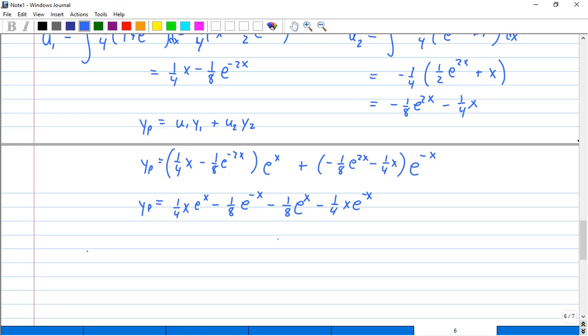Alright, so my general solution is y equals c sub 1 e to the x plus c sub 2 e to the negative x. It doesn't matter the order we put them in. Plus 1/4 x e to the x minus 1/8 e to the negative x minus 1/8 e to the x minus 1/4 x e to the negative x.